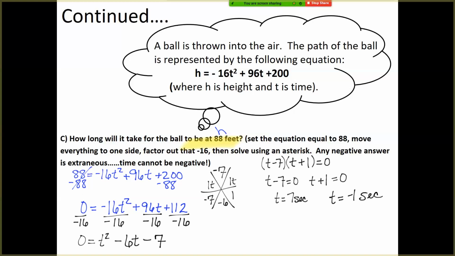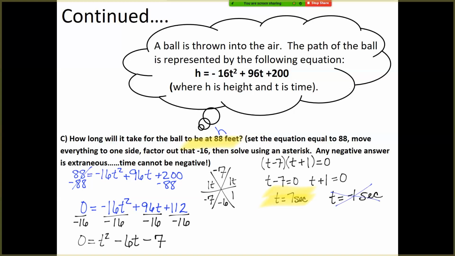Does it make sense in context of the problem? So we're throwing a ball. Would you tell me that the ball is at a height of 88 feet at 7 seconds? Does that make sense? Yeah. Does telling me that the ball is at a height of 88 feet at negative 1 second make sense? No, we do not measure time negatively.